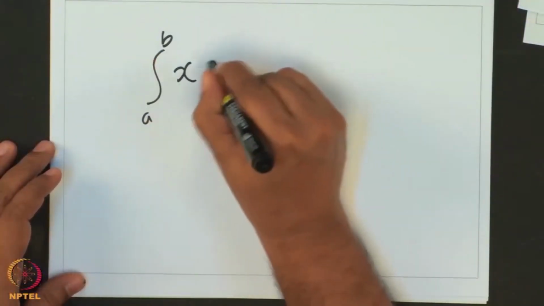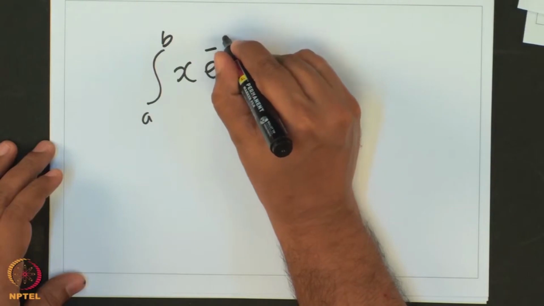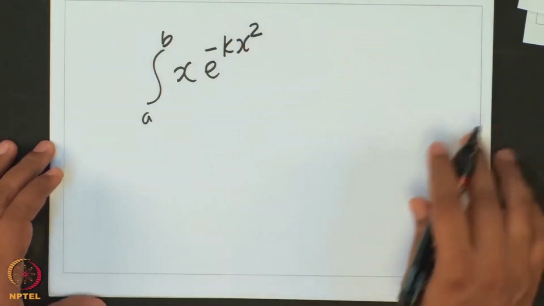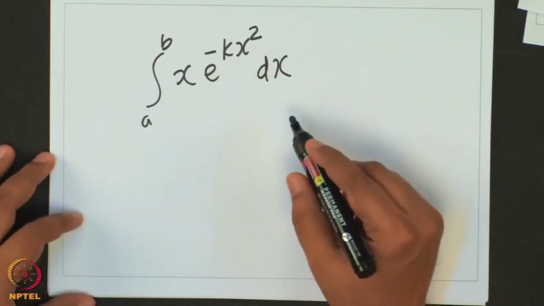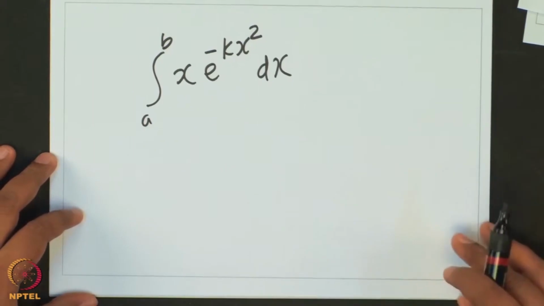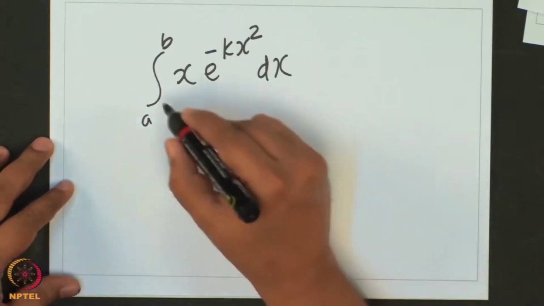If we want to calculate the same thing numerically, we would want to plot that function and calculate the integral. For example, let us say we would want to calculate the integral from a to b of x e power minus kx square dx. If you want to calculate this numerically, what we would want to do is basically to plot this.